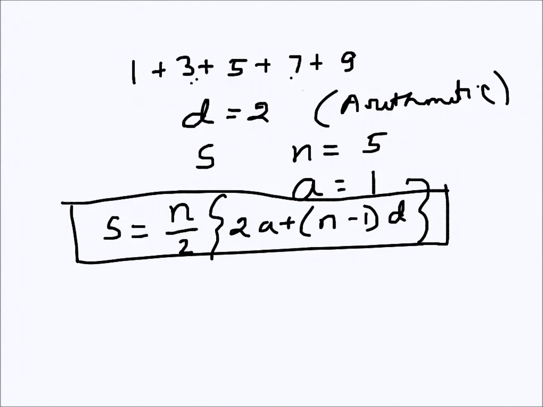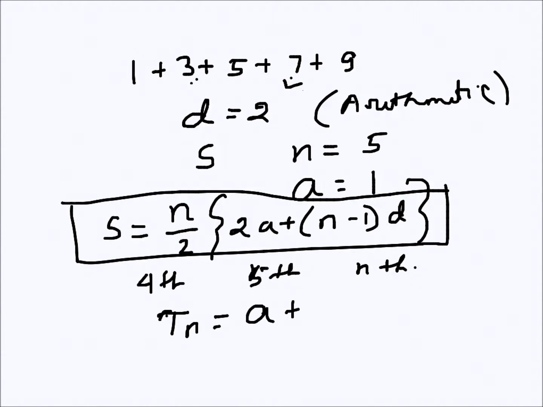Also, when we have such a series, we can find a particular term. So if we want to find the fourth term, or the fifth term, or in general the nth term, that is something like this: any term, say the nth term, is a plus (n minus 1) times d. In this case, n is the term number, and d is the difference.